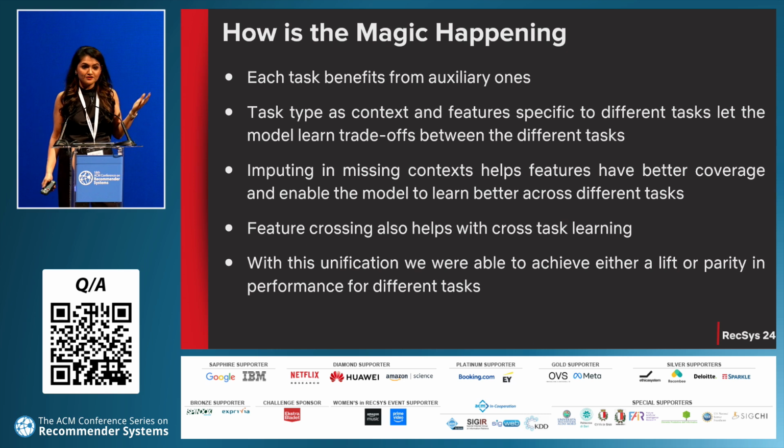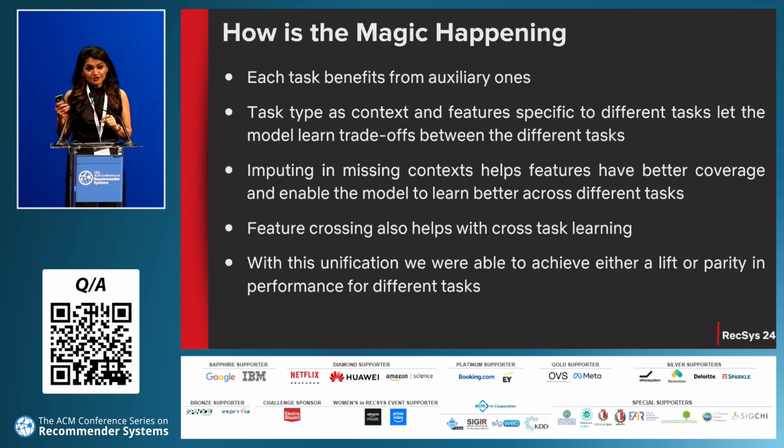Here are some pointers as to why this has been working. We have it productized on our Netflix product for some time. Each of these tasks benefits from the auxiliary tasks. This was also our hypothesis, and we are seeing that the different tasks are helping each other. Then the task type in the context, as well as features specific to the task, has been quite helpful and has helped us trade off between these different tasks.